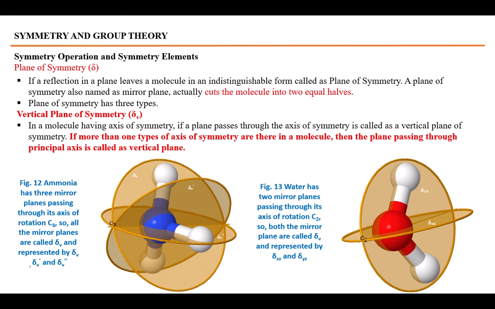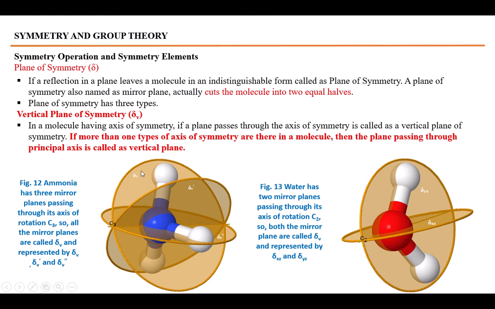But if more than one type of axis of rotation is possible in a molecule, then the plane which passes through the principal axis will be taken to be a vertical plane. Take the molecule of ammonia, which has a C3 axis passing perpendicular through the nitrogen atom.